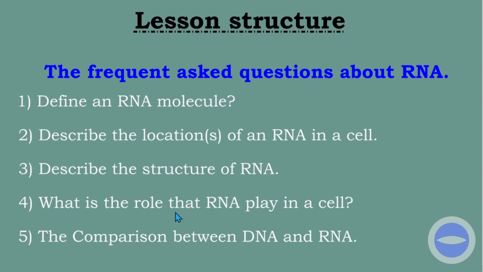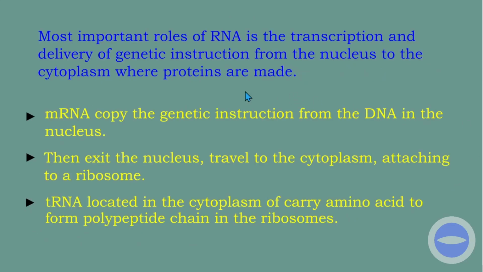What is the role that RNA plays in a cell? The function of an RNA: the most important role of an RNA is the transcription and the delivery of genetic instruction from the nucleus to the cytoplasm where proteins are made. So this is the function of an RNA.